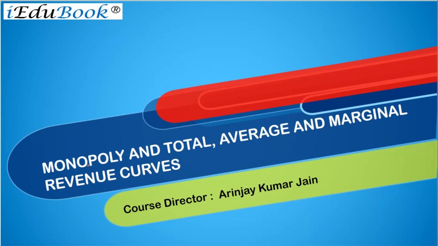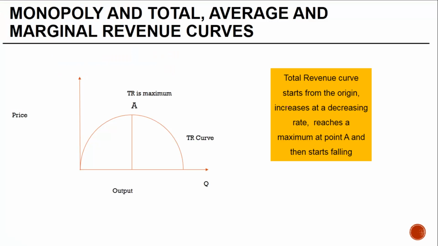So let us see what is the relationship between the total, average and marginal revenue curves in case a monopoly exists. Now, in case of monopoly, first let's look at the total revenue curve. Obviously when the output is 0, the total revenue will be 0 here.